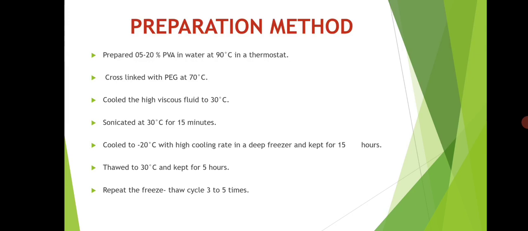Cool to minus 20 degrees Celsius with high cooling rate in a deep freezer and keep for 15 hours. Thaw to 30 degrees Celsius and keep for 5 hours. Repeat the freeze-thaw cycle 3 to 5 times. The freeze-thaw method is the main method to prepare PVA based hydrogels.